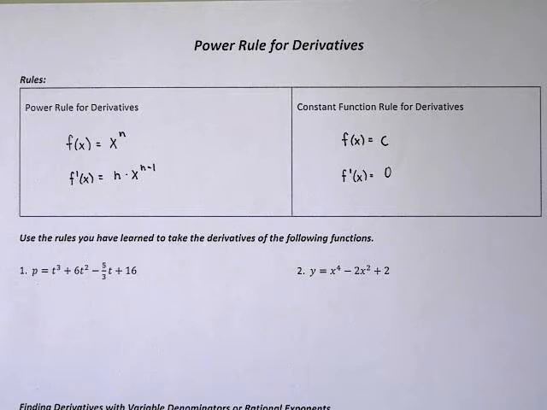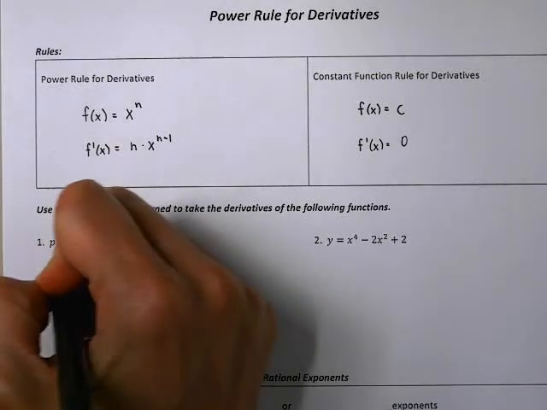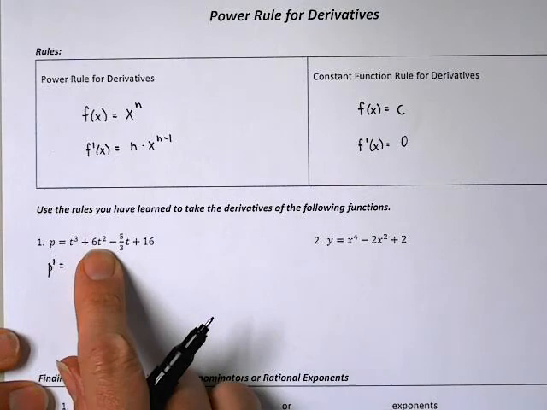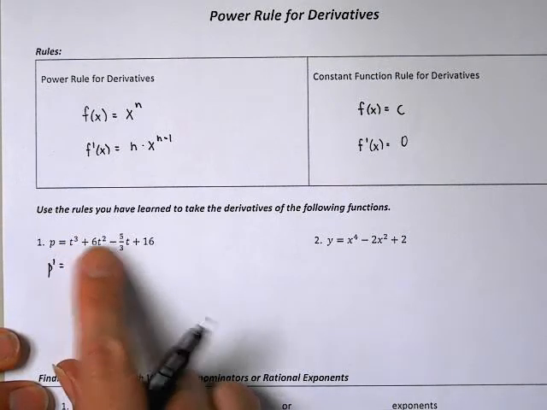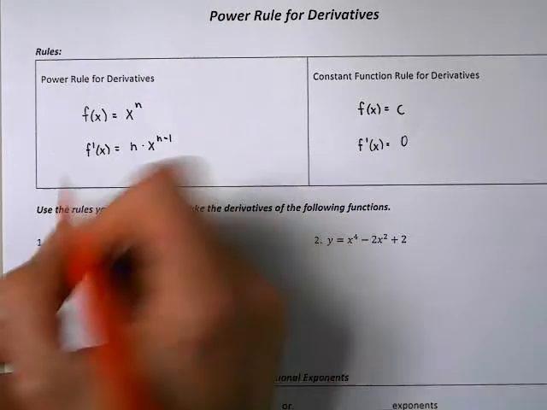And so obviously the nice thing now is we're past writing expressions using limits. We can just find a way to quickly find these derivatives. So for number 1, we have our function p equals t cubed plus 6t squared minus 5/3 t plus 16. So my derivative, I'm going to use the notation p prime. And now, since this is just terms being added or subtracted, to find the derivative, I just find the derivative of each term individually. So the first thing I'm going to start off here is with my t cubed.